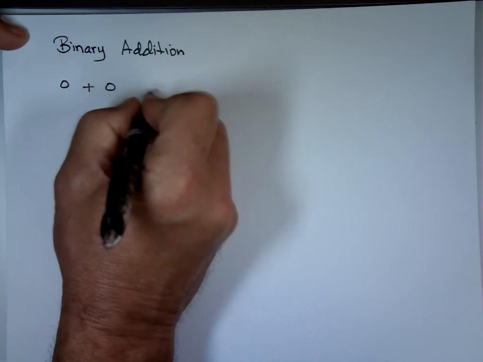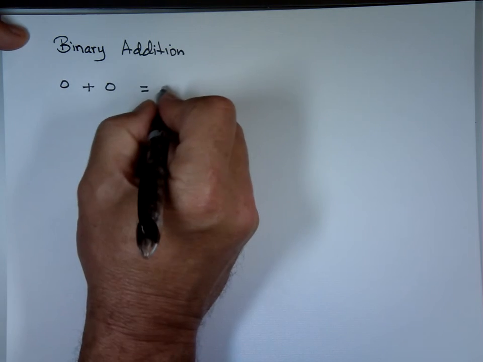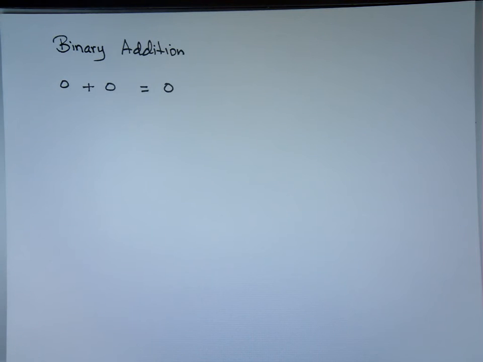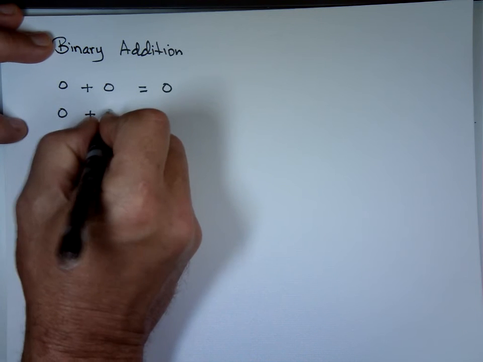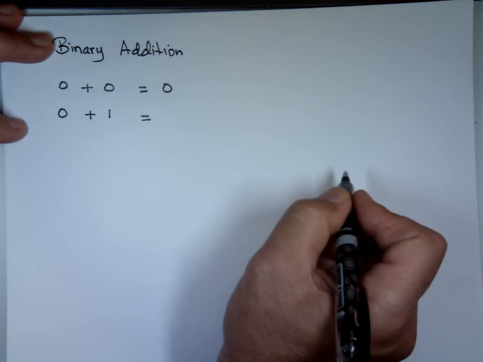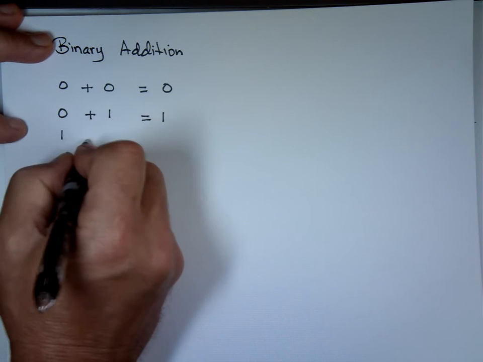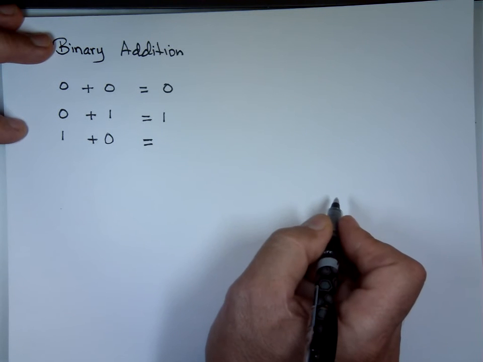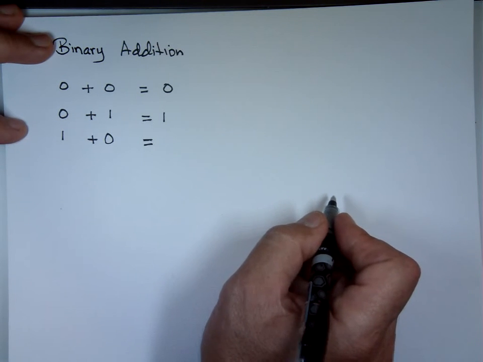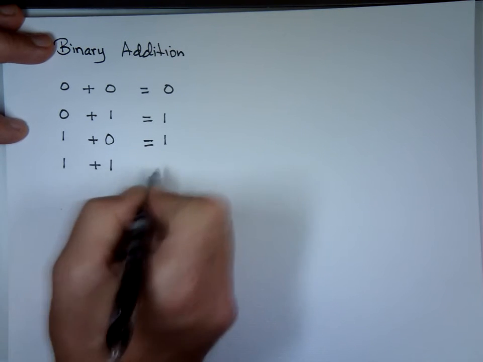When you're adding 0 plus 0, what's your answer? That's still a 0 in any number system. 0 plus 1 is 1. 1 plus 0 is 1. And 1 plus 1, that's 2.